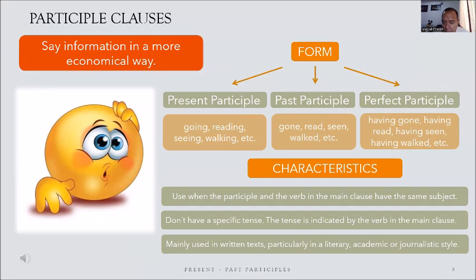We can use participle clauses when the participle and the verb in the main clause have the same subject. Participle clauses do not have a specific tense. The tense is indicated by the verb in the main clause. Participle clauses are mainly used in written text, particularly in literary, academic, or journalistic style.